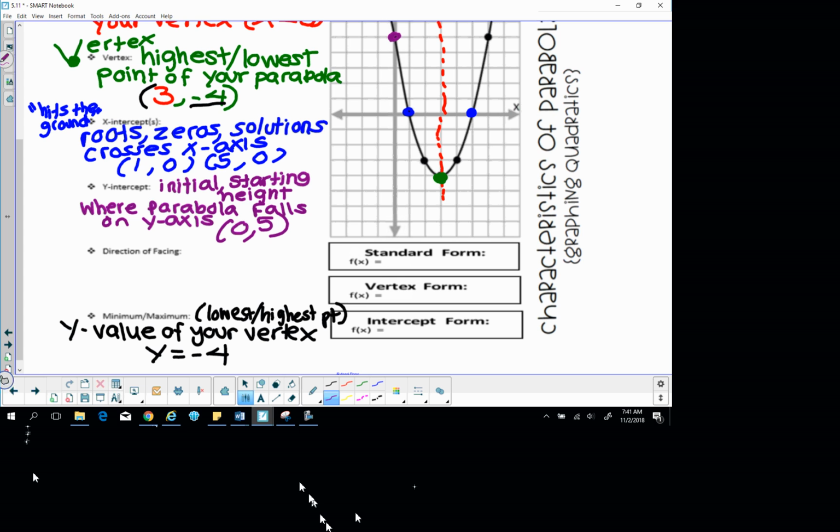And in parabolas, you'll always only have 1 y-intercept right there. So it's right across with the y-axis.